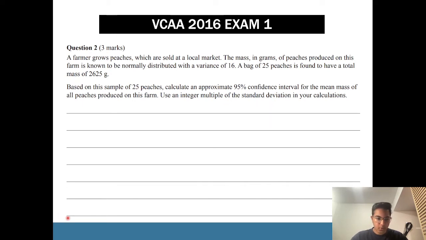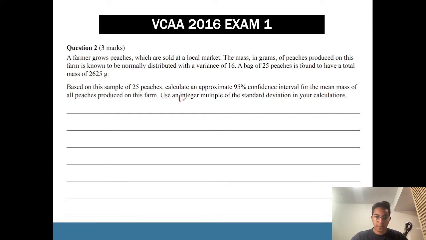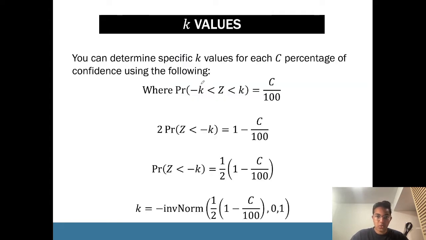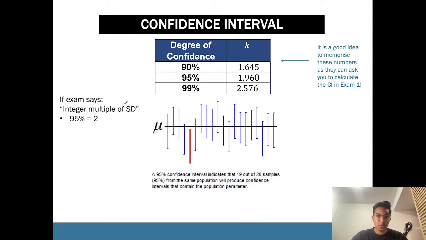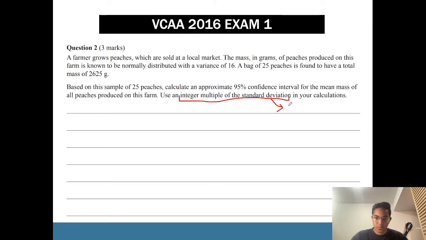I'll also point this out. When I brought up the integer multiple bit, that's what in exam 1 is usually used. So the integer multiple, for 95% it would be 2, for 99% it would be like 3, for 90% it would also be 2. And so we'd want to use 2 here.